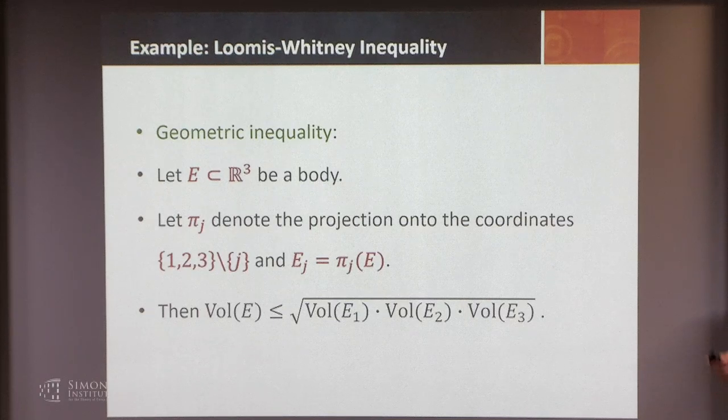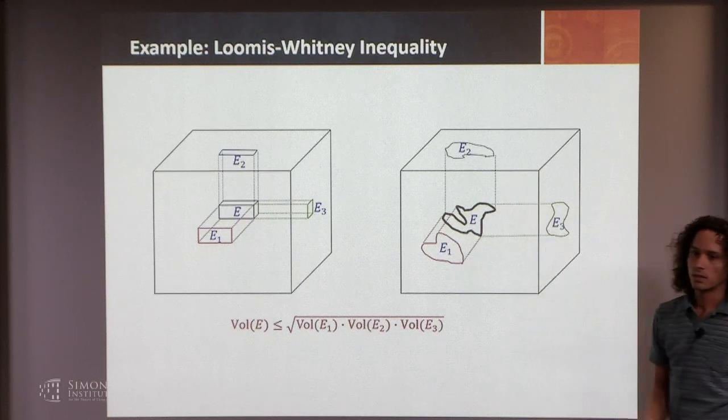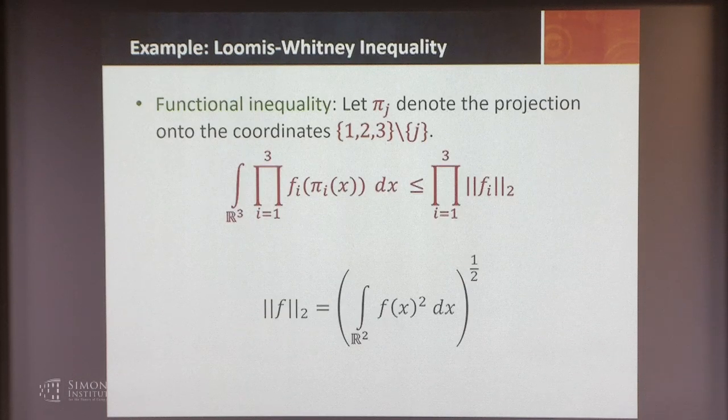Now, some other inequalities, like the Loomis-Whitney inequality. Suppose that I give you a body in 3 dimensions, and then I project this body onto every 2 dimensions. Then the volume of this body is less than or equal to the square root of the product of the volumes of the projections E_1, E_2, E_3. If you look at the picture, you have this body, you project, and then the volume is less than or equal to the root of these 3 products. The functional version of this is, for all integrable functions f_i of the projections, the integral is less than or equal to the product of the L2 norms of the f_i's.